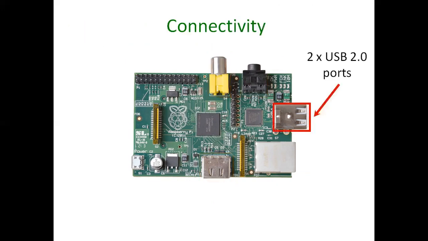And these are the USB ports. The USB ports are used to connect peripherals such as the keyboard, mouse, and webcams, etc. We can use USB 2.0 or USB 3.0 ports depending on the Raspberry Pi model that we use. USB 2.0 provides a maximum transfer speed of 480 Mbps, whereas a USB 3.0 port provides up to 5 Gbps.